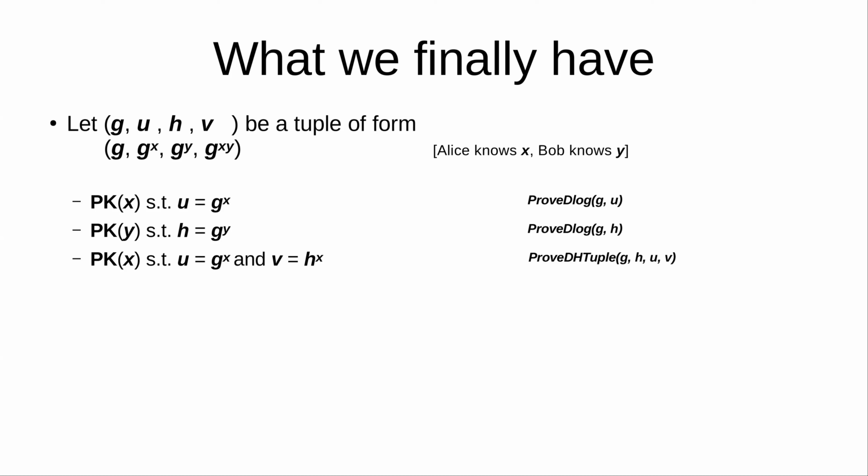And where Alice will prove knowledge of X such that this is true, right? So only Alice can do this proof, if you look at it carefully. And similarly, we can swap H and U in the above, and we can also create another proof DH tuple, where Bob can prove knowledge of Y such that H is equal to G to the Y and V is equal to U to the Y.